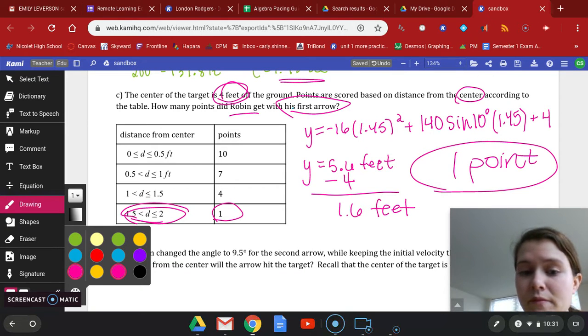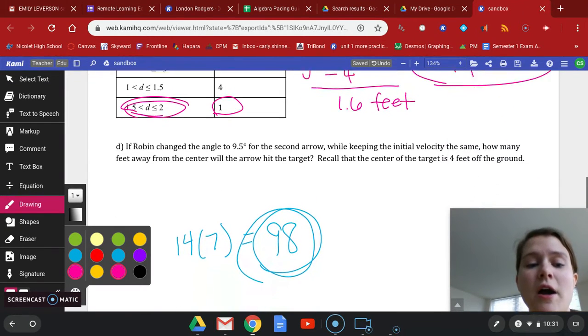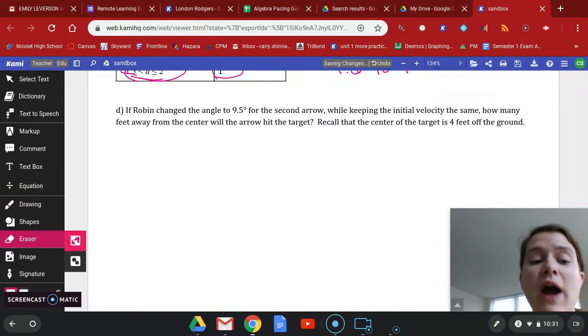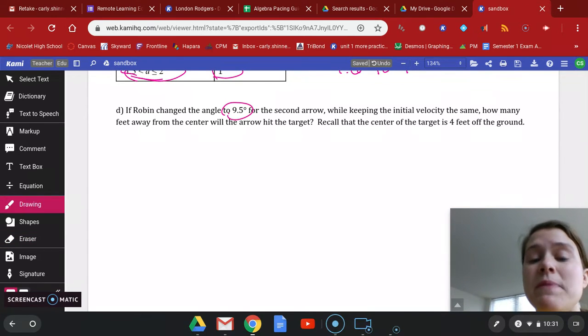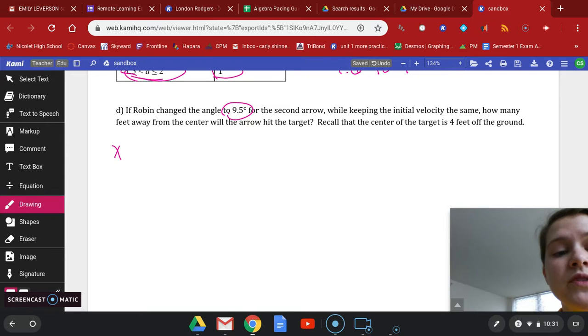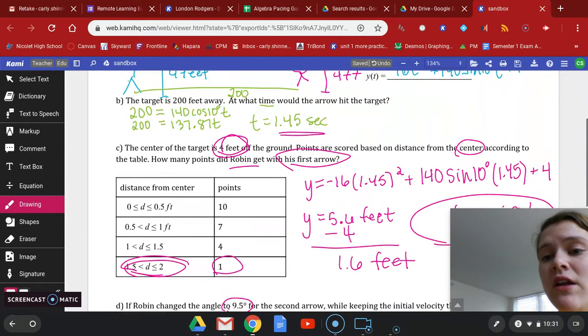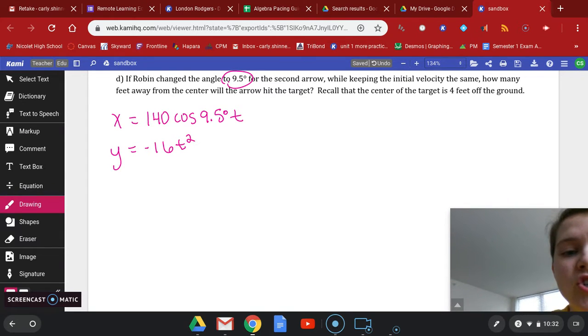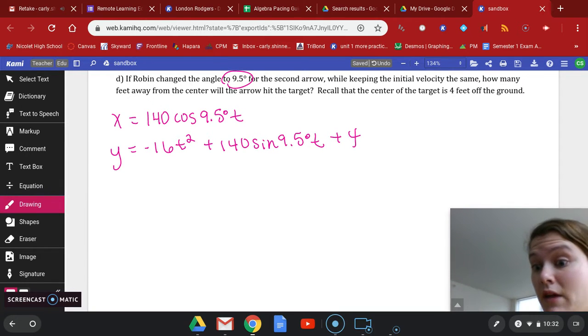Alrighty. So now for part D, we want to do that whole process over again. Robin Hood is changing his arrow to be 9.5 degrees. So same thing, I'm going to set up my equation. What was the velocity? 140. The only thing that's going to change is the angle here. And I'm going to see, is changing the angle enough for Robin Hood to get a better score? So I'm going to do this all over again.